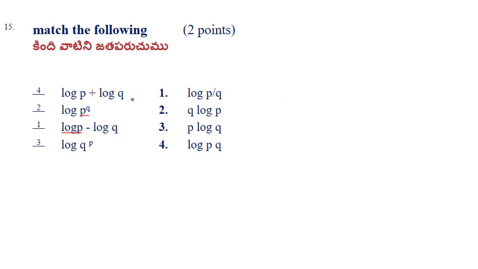This is so easy. These are the direct formulas. Log p plus log q equals log pq, as log x plus log y equals log xy, and also log x power m equals m log x. In the same way, log p power q equals q log p. Log x minus log y equals log x by y. In the same way, log p minus log q equals log p by q, and the remaining is log q power p equals p log q.